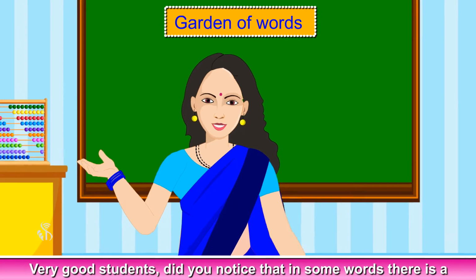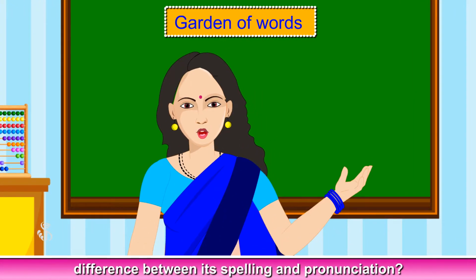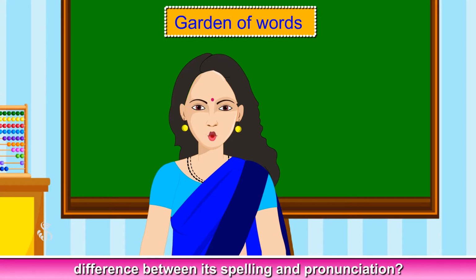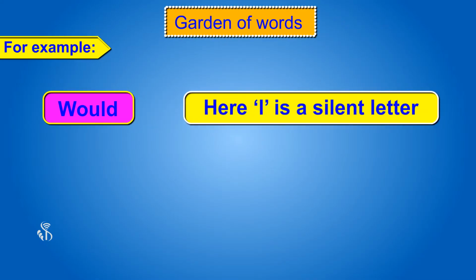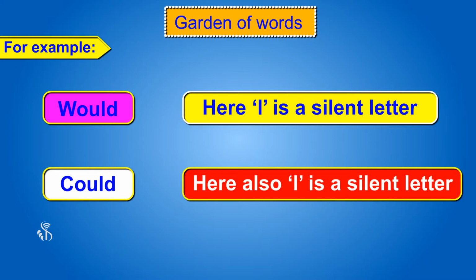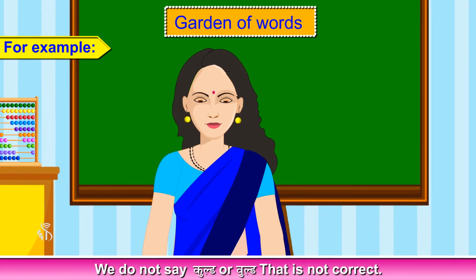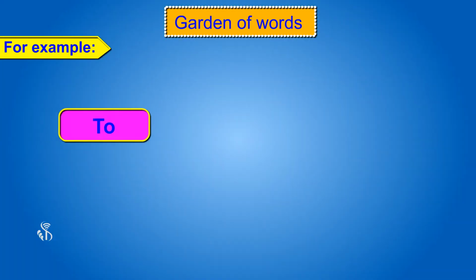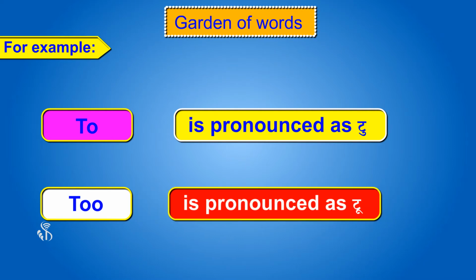Very good, students. Did you notice that in some words there is a difference between its spelling and pronunciation? For example, would. Here, L is a silent letter. Could. Here also, L is a silent letter. We do not say could or would. That is not correct.